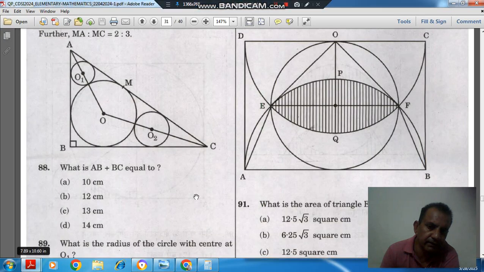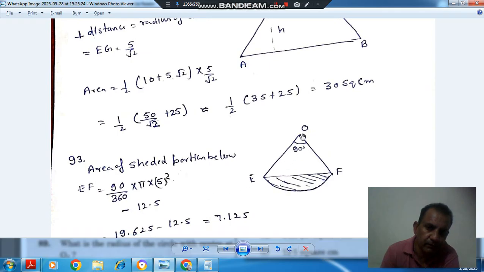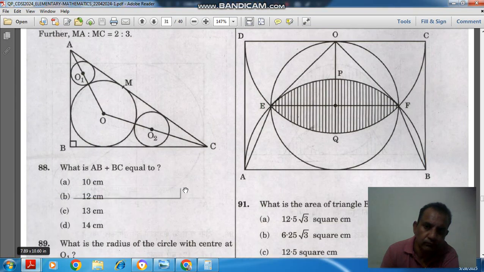Now the next question is, what is the area of this shaded region? So if we find out the area below EF of the shaded part and multiply it by 2, then we will be able to calculate area of the shaded region. So we'll find out this area. So this is your O and this is angle 90. So area of the shaded portion will be area under this arc minus area of triangle, and area of triangle we have calculated, that is 12.5.